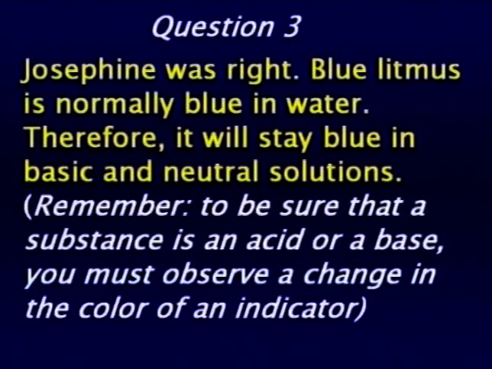Let's have a look at my answer. Question number 3. She says Jennifer, but the answer is Josephine was right. Why? Because blue litmus paper is normally blue in water, meaning any solution that is neutral, the color remains as it is. Therefore, it will stay blue in basic and neutral solutions. Remember, to be sure that a substance is an acid or a base, observe the change in the color of an indicator.